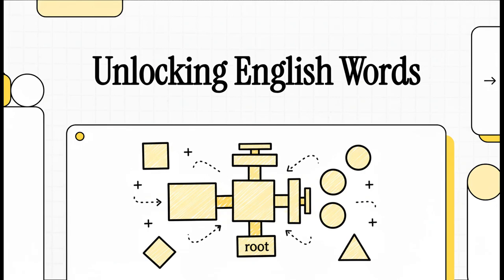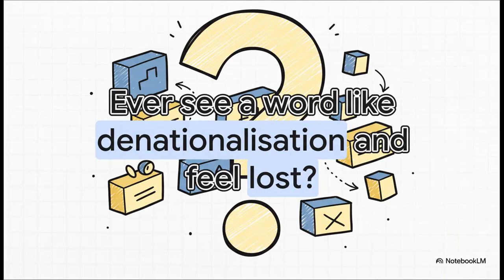Welcome to The Explainer. Today, we're cracking the code on English words. We're going to pull back the curtain and see how they're really built, piece by piece. So, have you ever been reading along, minding your own business, and then, bam, you hit a word like this one? It's long, it looks super complicated, and your first instinct is probably to just skip right over it.